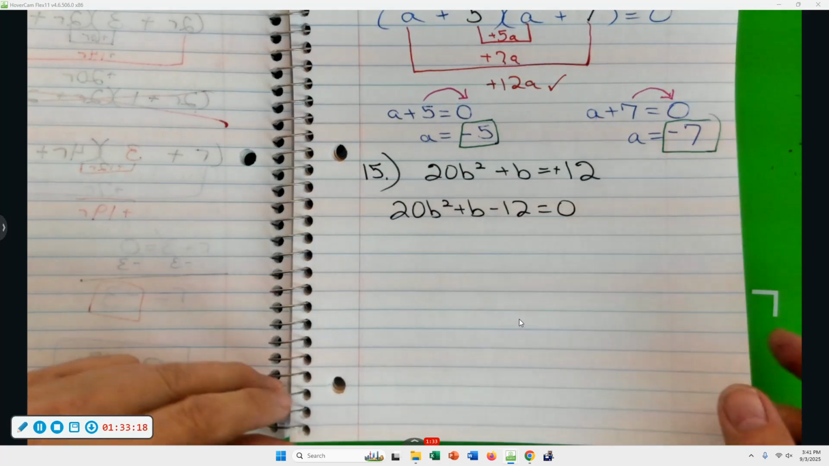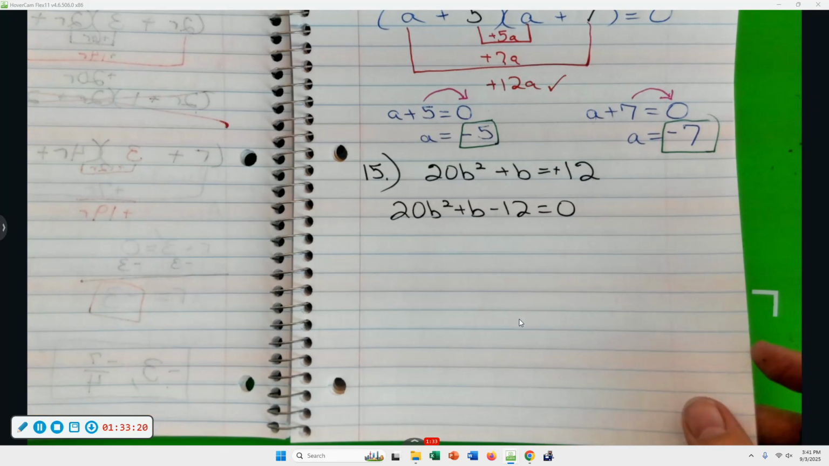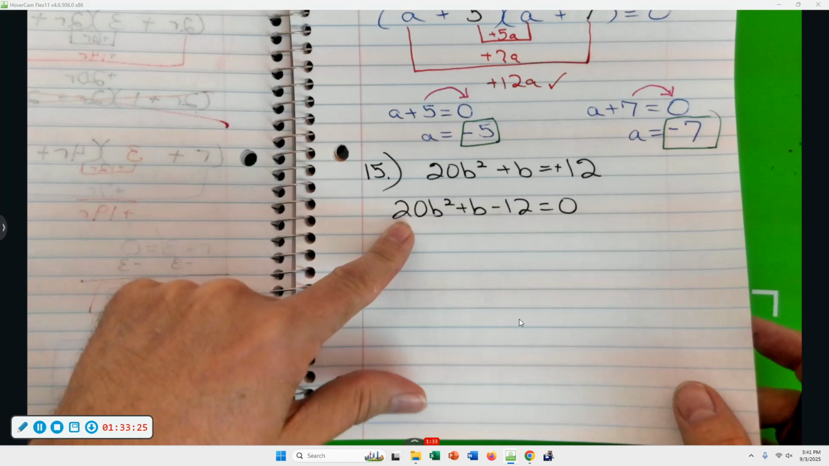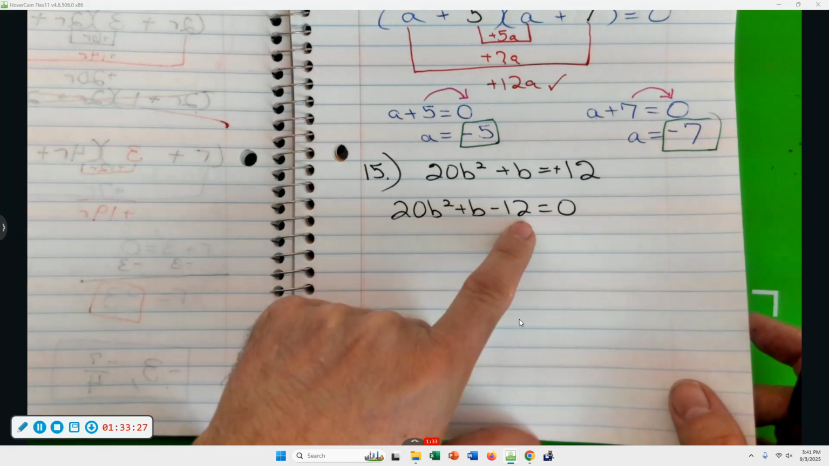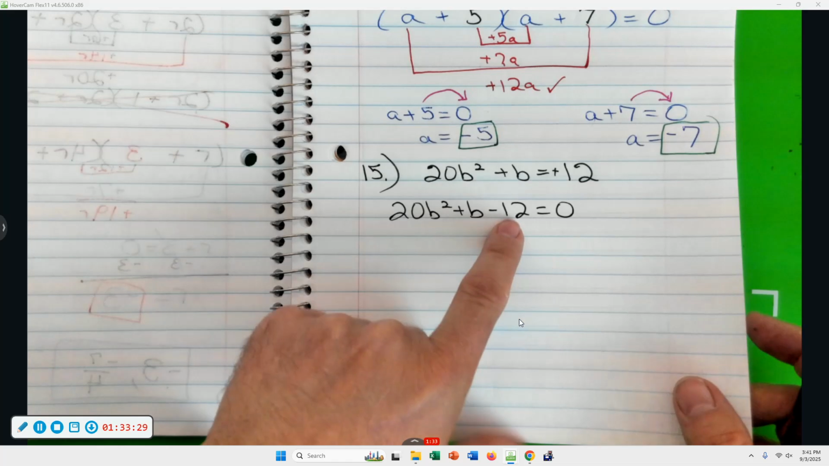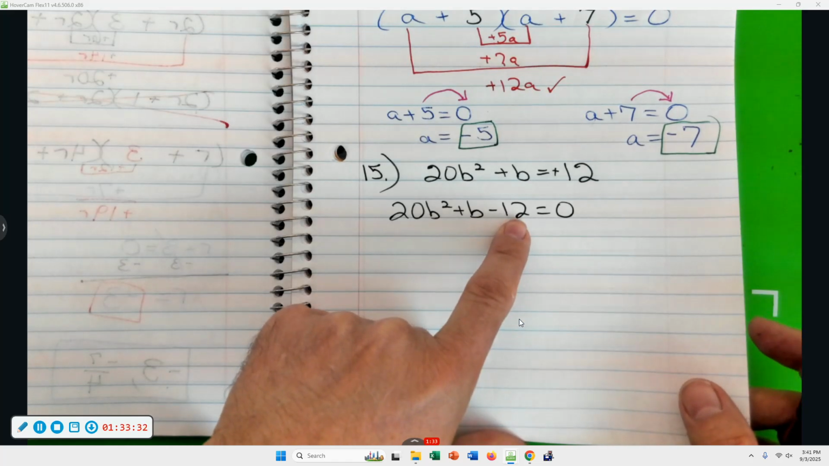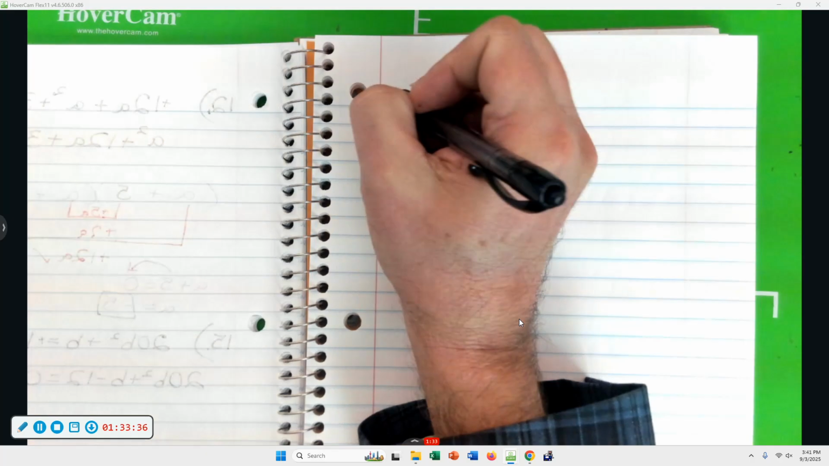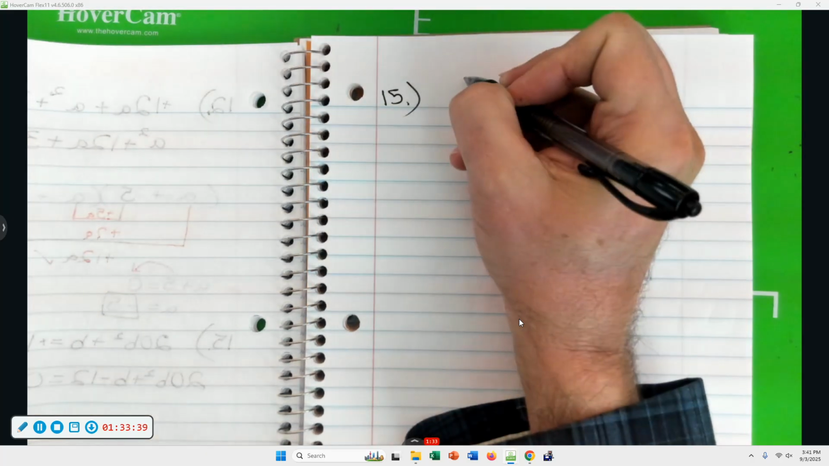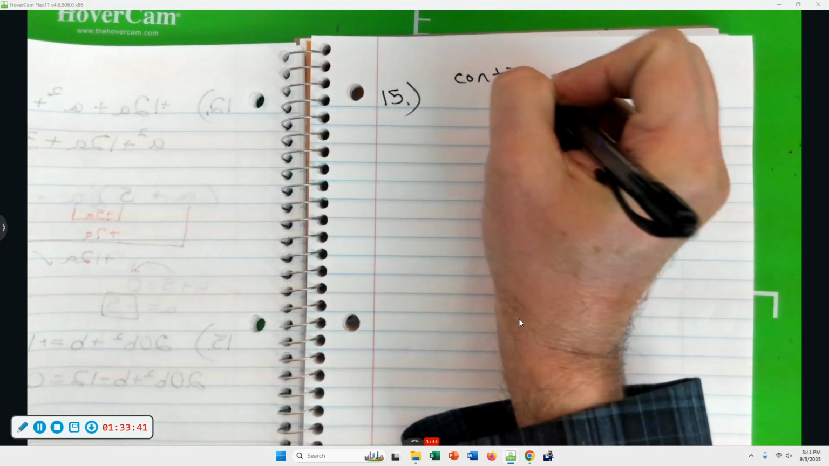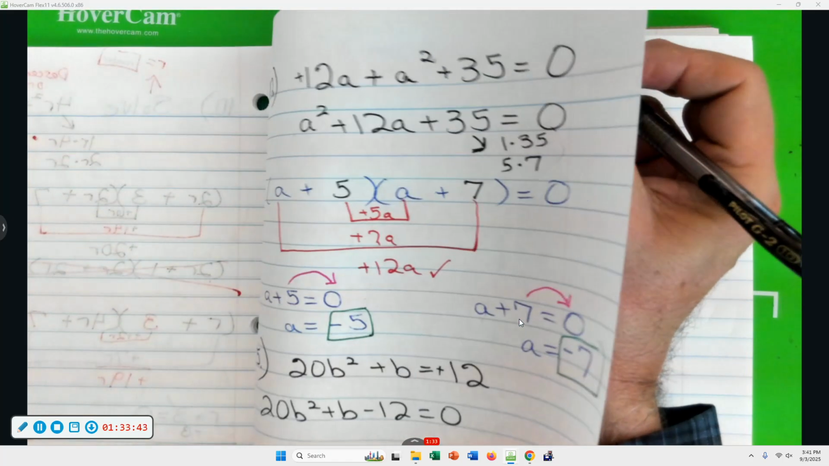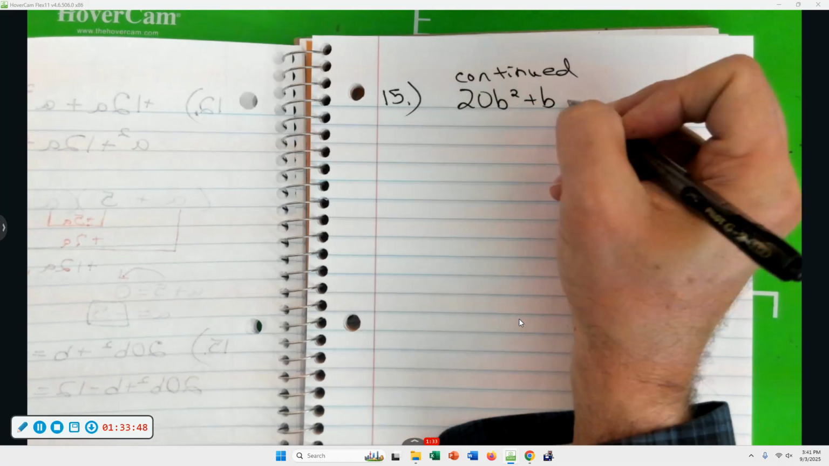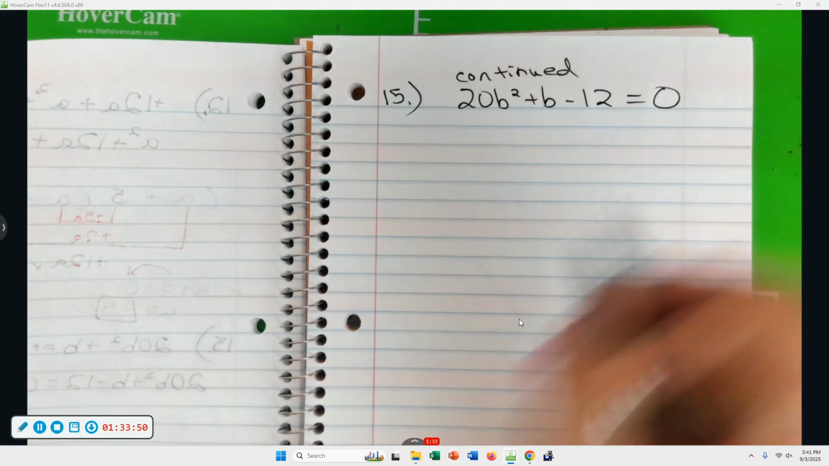If it's okay with you, I'm going to start this at the top. I'm afraid it's going to take a lot of paper: 1 times 20, 2 times 10, 4 times 5, 12, 1 times 12, 2 times 6, 3 times 4. So I'm moving to the top of this page here. This is 15, and it's continued. We've got it written as 20b squared plus b minus 12 equals 0.